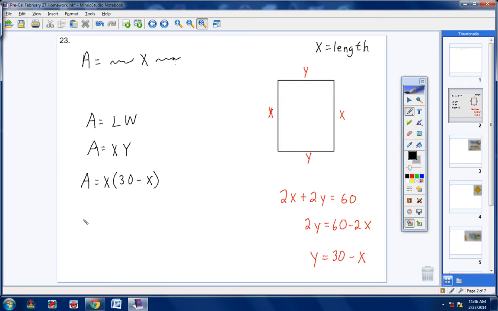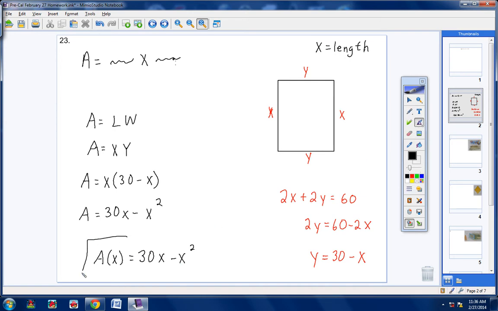And now let's go ahead and simplify. Area equals X times 30, 30X, X times X, negative X squared. Now there's only one more thing we have to do, and that's to write our equation in functional notation. So I have an A here and an X over here, so I would write A of X equals 30X minus X squared. Look at that. There we go. We did it.